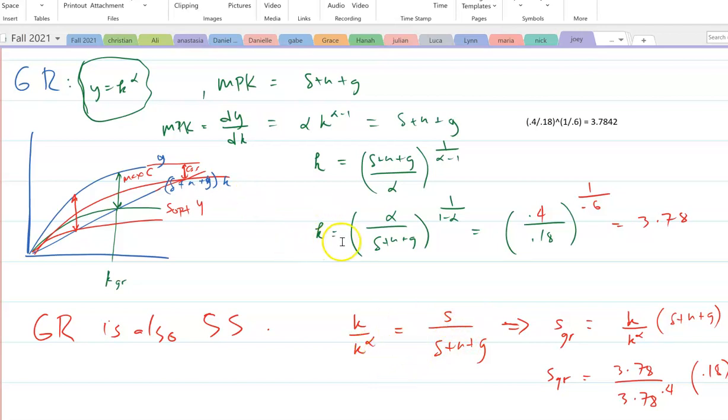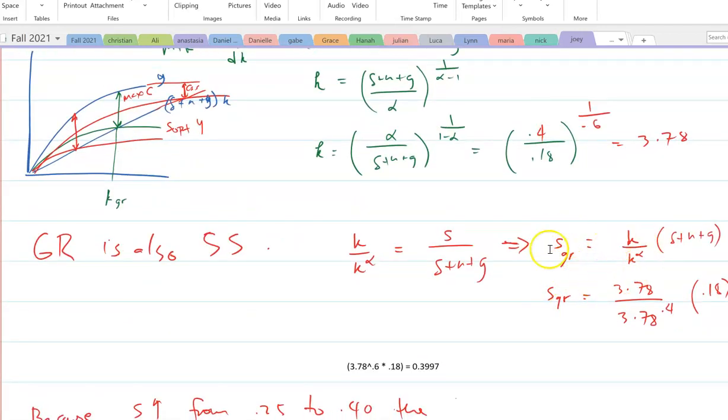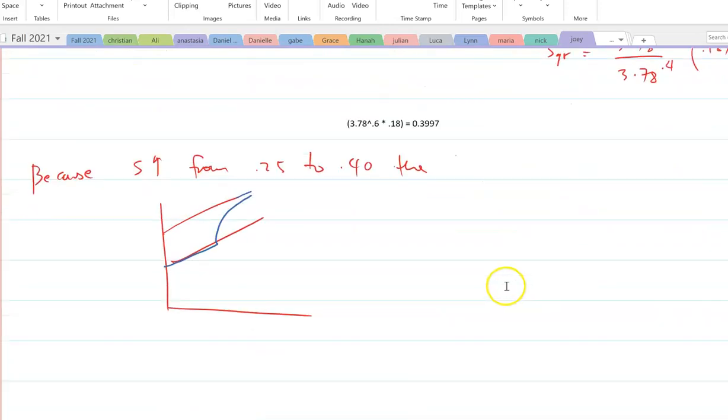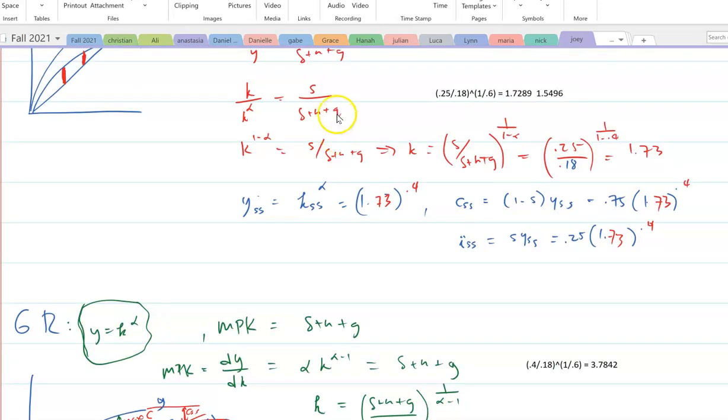sy is just your saving. So from here you can get the golden rule saving rate. That's the end of it.